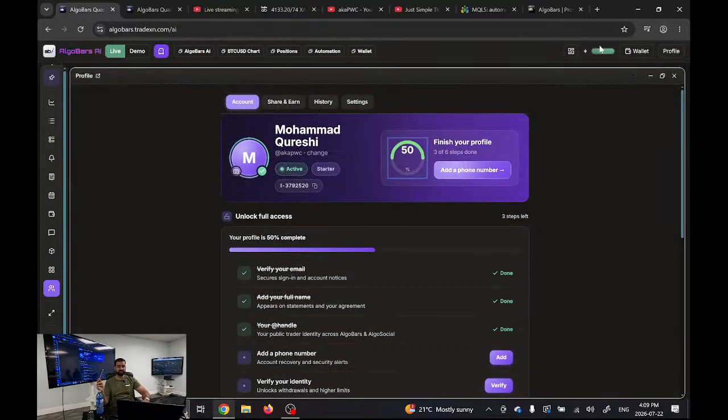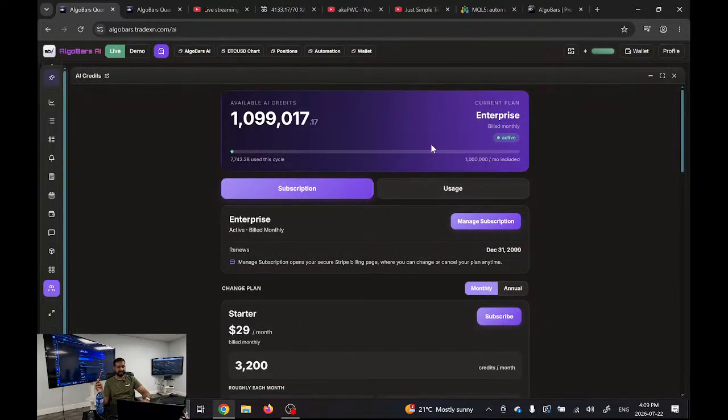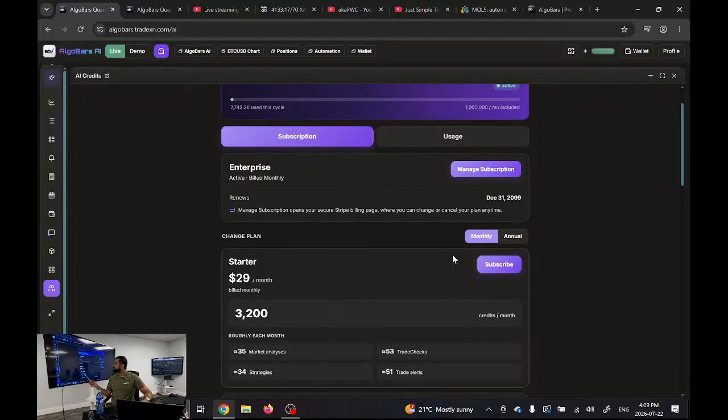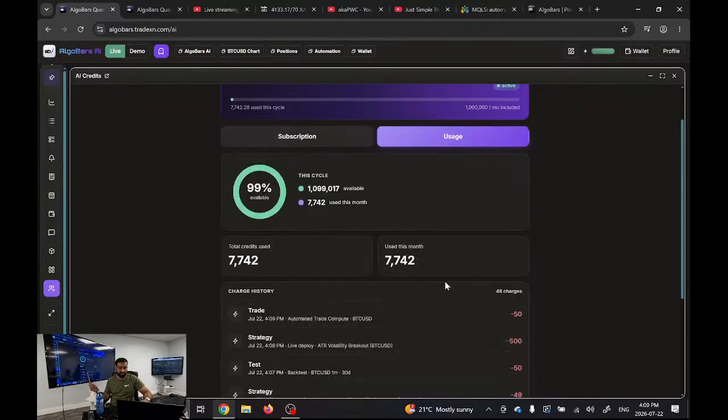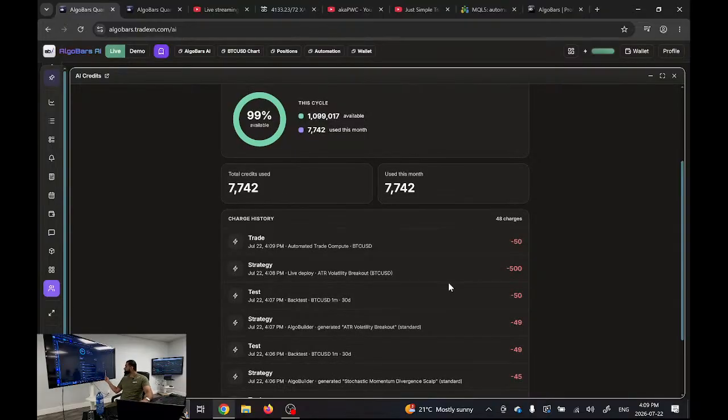So let's go to our credits. So let me just close this. This is our credits. So let's see how much that strategy cost us to build. The first strategy only cost us 49 credits, which is less than 50 cents, okay? It's very cheap. To build that profitable strategy costs around 500 credits, which is just under $5.